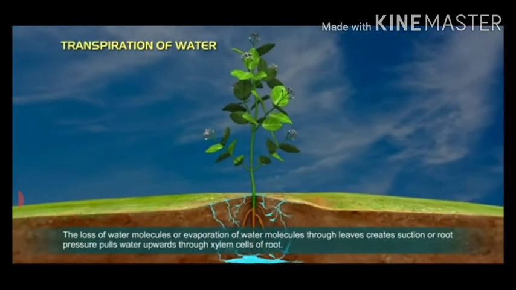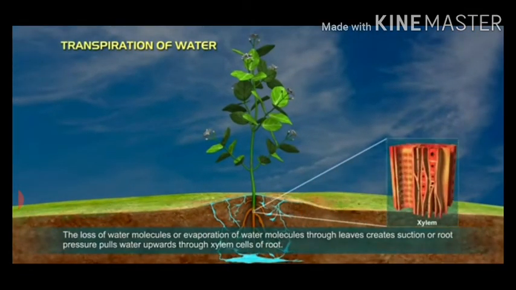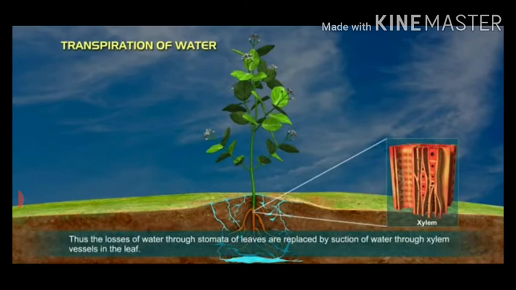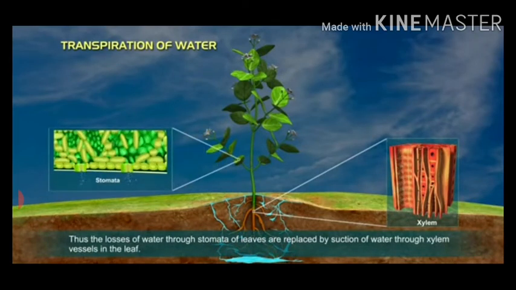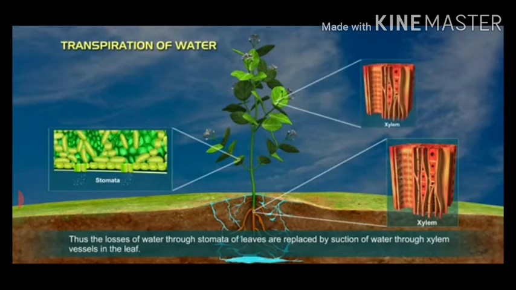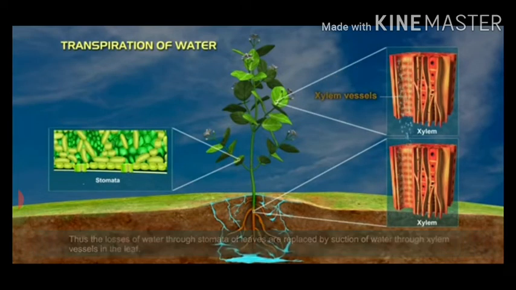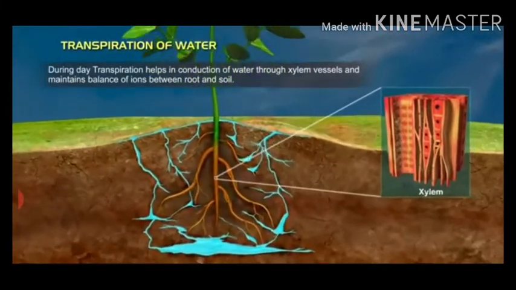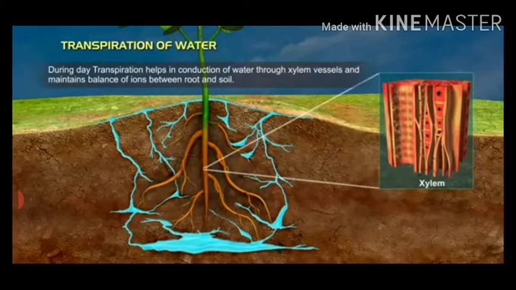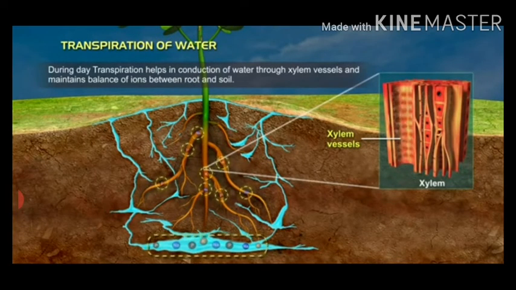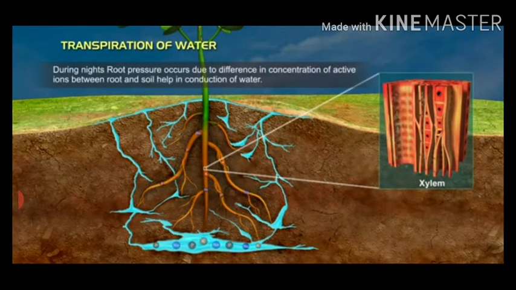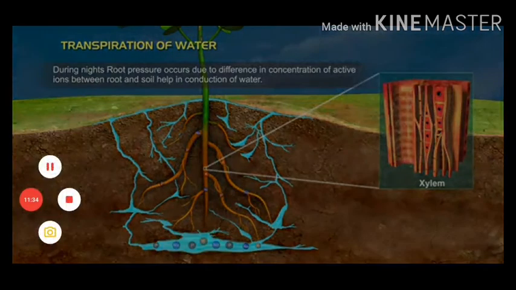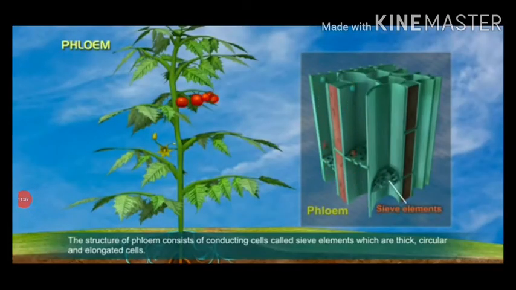That creates a suction pull for the upward movement of water, that is from root to the leaves. The transpiration takes place through the stomata, that is, loss of water vapors through the stomata is known as transpiration. That also helps in temperature regulation, and during the day transpiration helps in conduction of water through xylem vessels and maintains the balance of ions between root, and it also helps in conduction of water by creating a difference in concentration of ions.